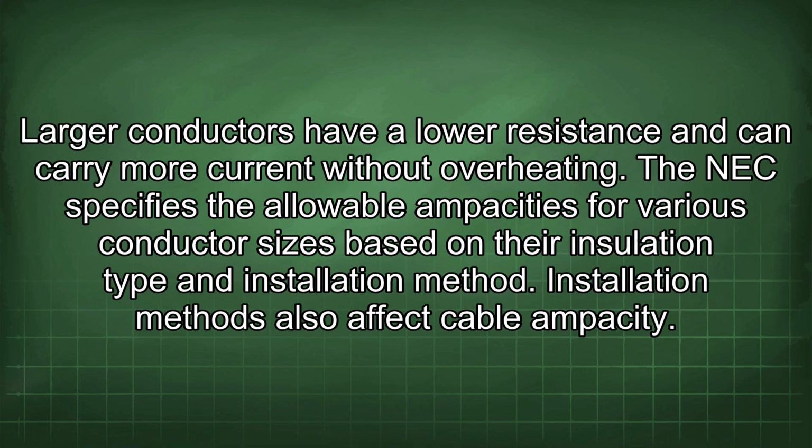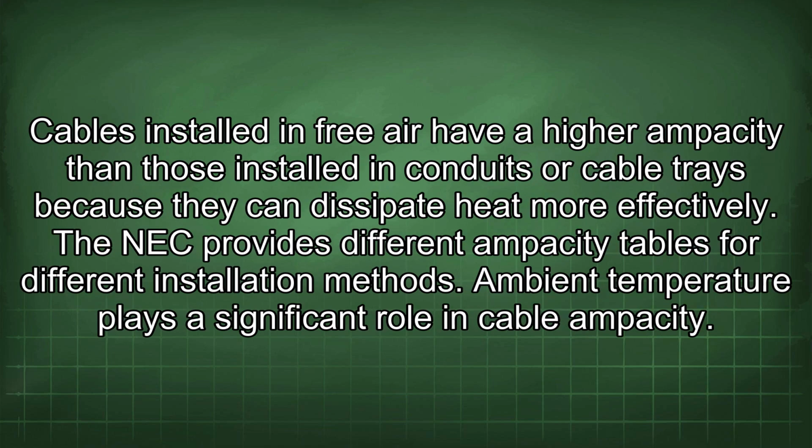Larger conductors have a lower resistance and can carry more current without overheating. The NEC specifies the allowable ampacities for various conductor sizes based on their insulation type and installation method. Installation methods also affect cable ampacity. Cables installed in free air have a higher ampacity than those installed in conduits or cable trays because they can dissipate heat more effectively. The NEC provides different ampacity tables for different installation methods.